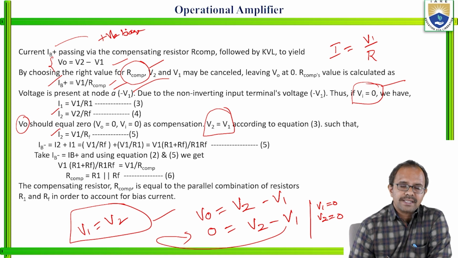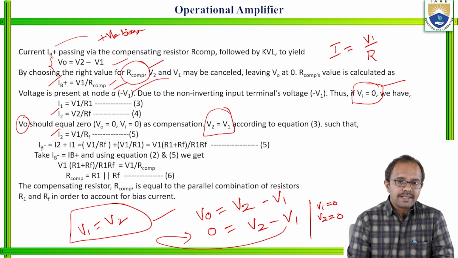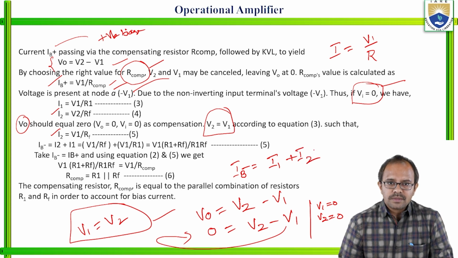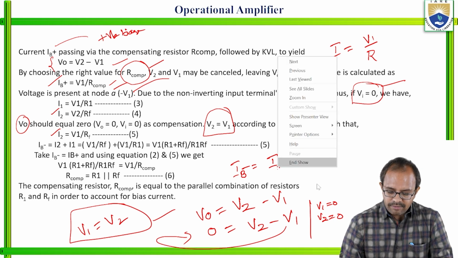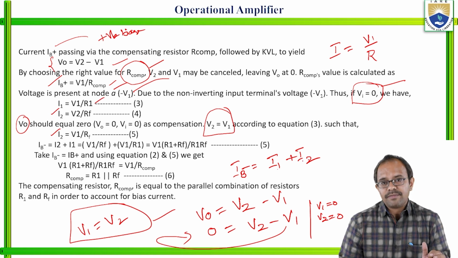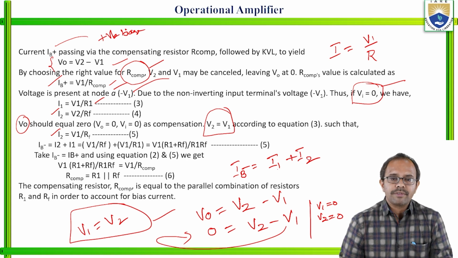Now coming to the biasing currents. What are the biasing currents we have? IB minus as well as IB plus. IB minus is given initially by I1 plus I2. That is, IB minus equals I1 plus I2, right? So we substitute the values of I1 and I2, which are already defined here. I1 is V1 by R1 and I2 is given by V2 by RF initially, and later, with the assumption of VA equal to 0, we said I2 equals V1 by RF.